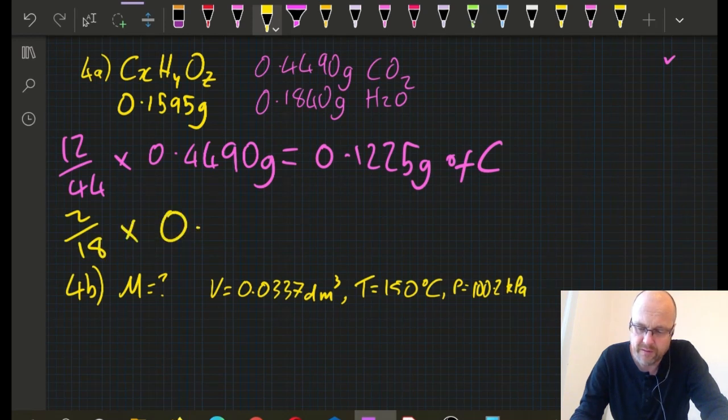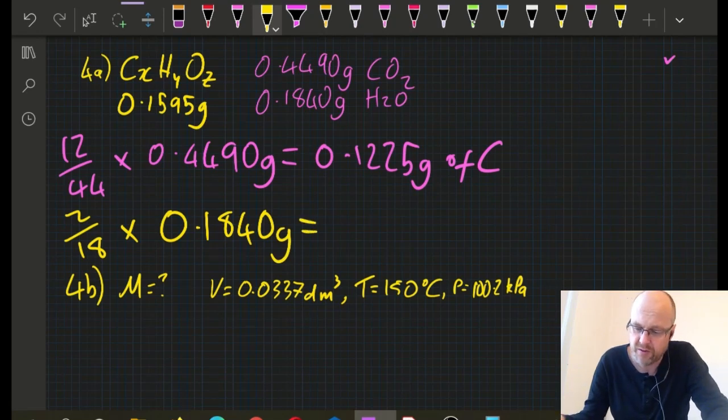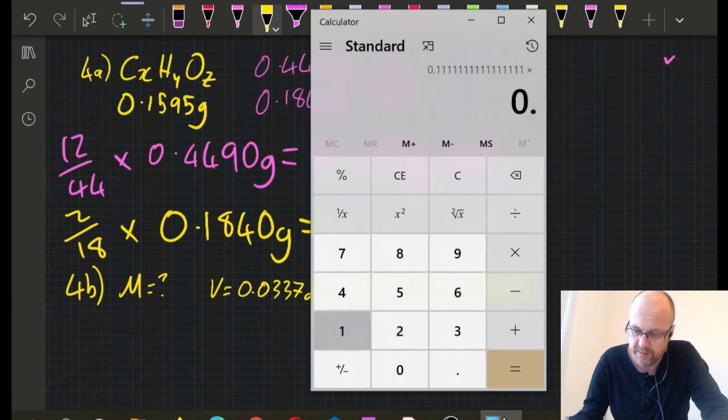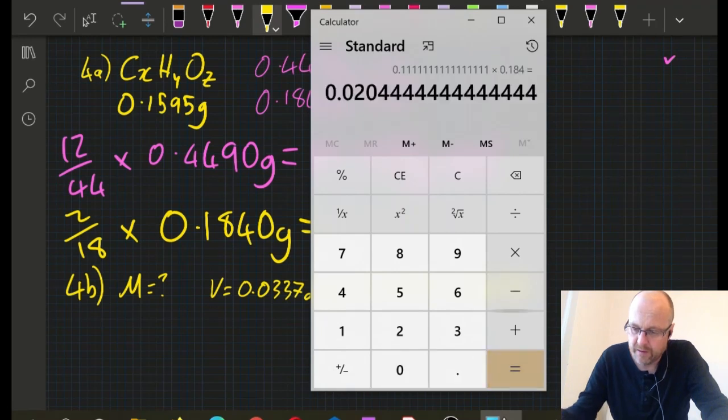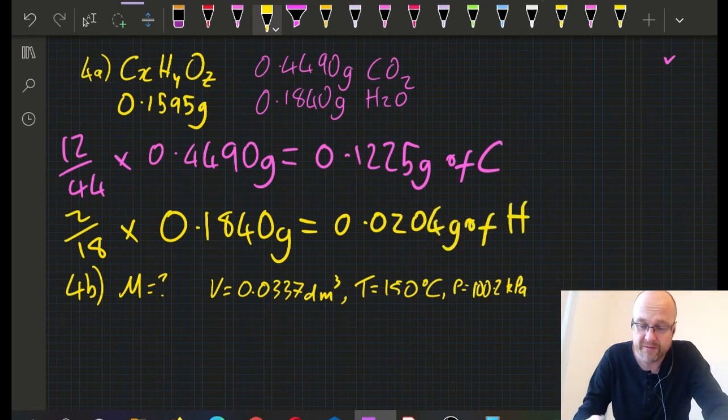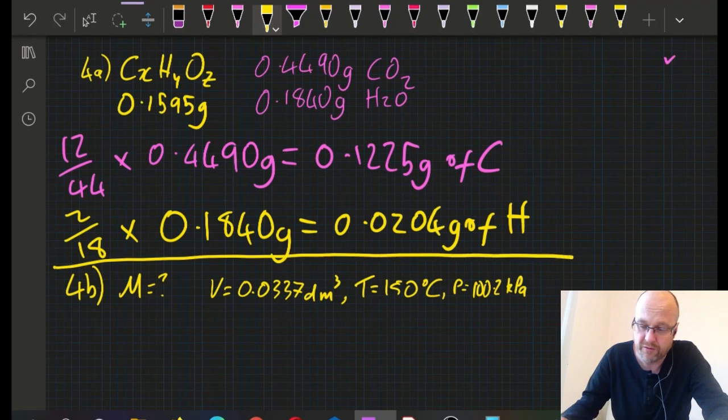And by the same logic, 2/18 of the mass of water is going to be hydrogen. Why isn't it 1/18? Well, it's H2O, isn't it? Don't forget there are 2 hydrogens in water. So 2/18 multiplied by the mass of water gives 0.0204 grams of hydrogen.